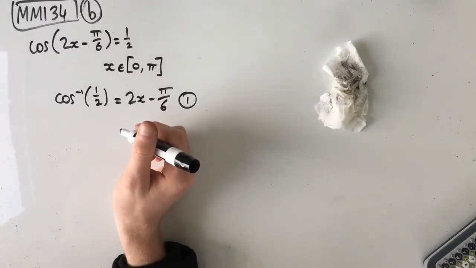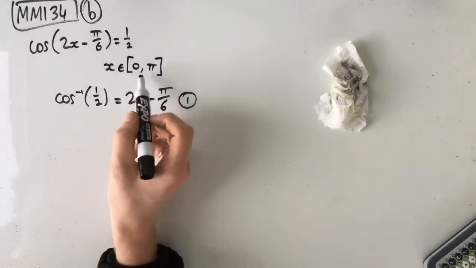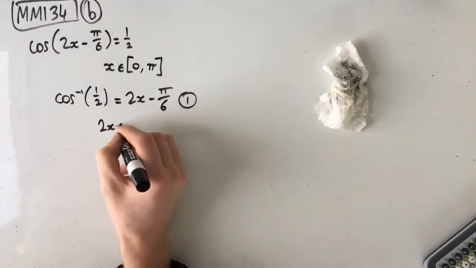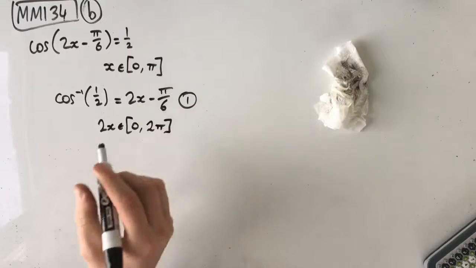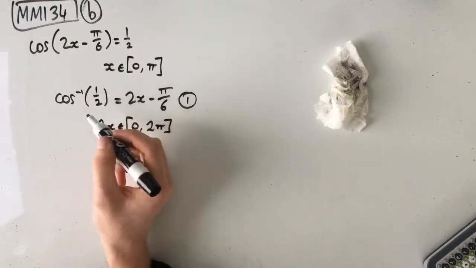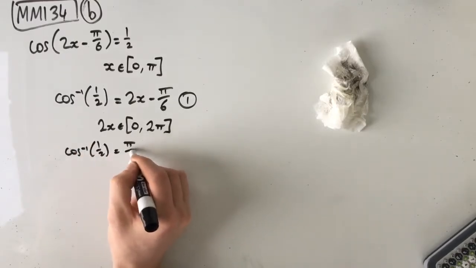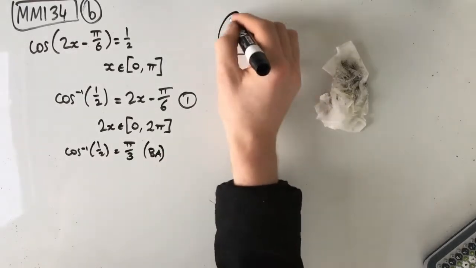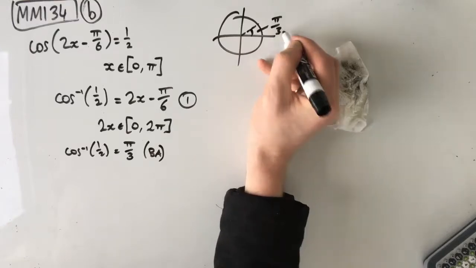So what we're going to do from here is, we know that x is between 0 and pi, which means that 2x is between 0 and 2 pi. So because cos inverse of 1/2 is equal to pi on 3, that means that our base angle is pi on 3. So in our unit circle, our base angle here, that's pi on 3.